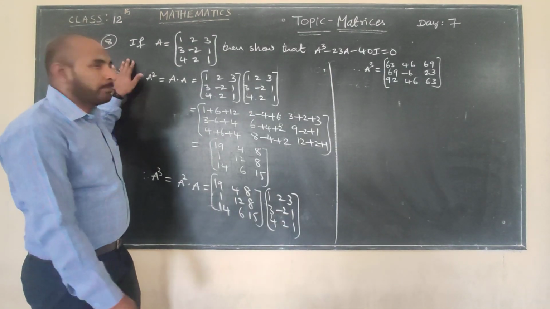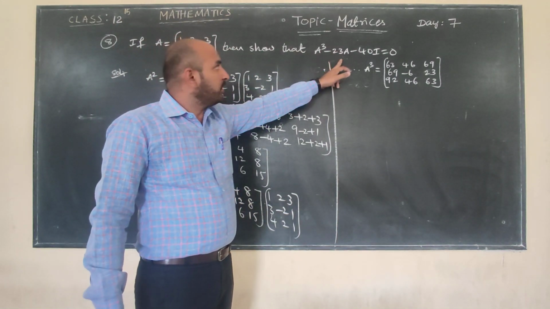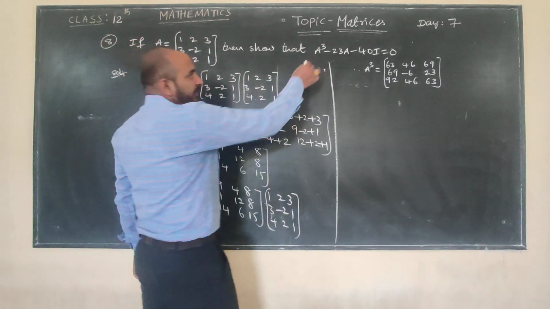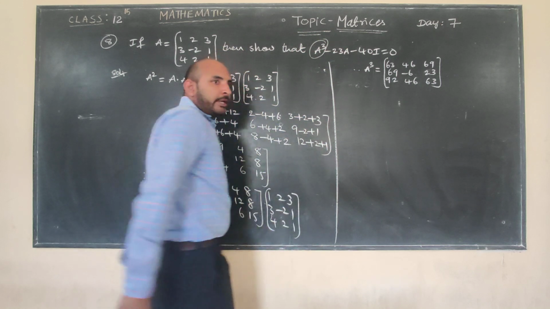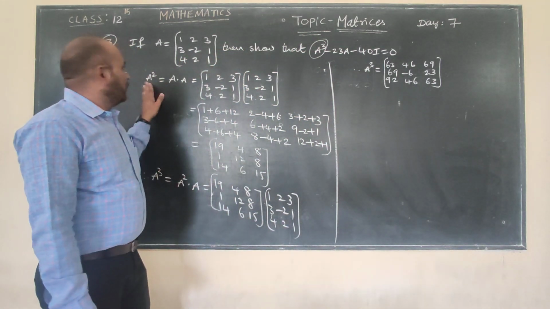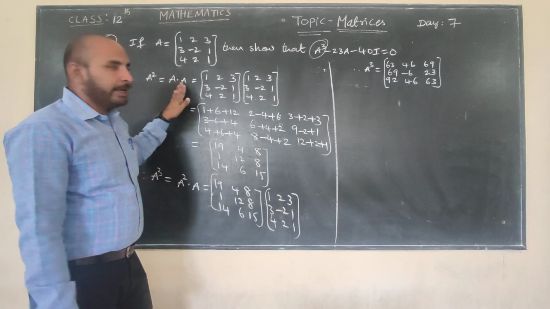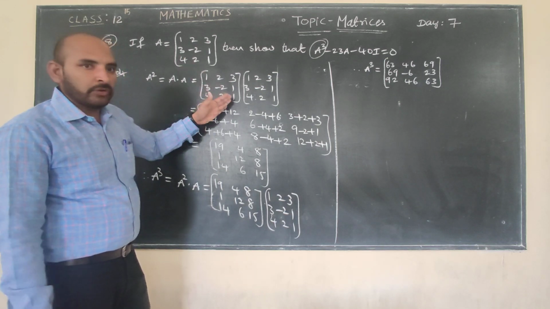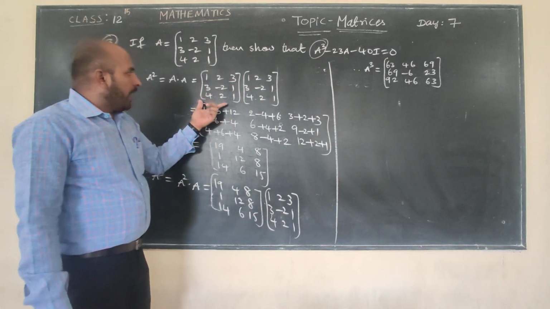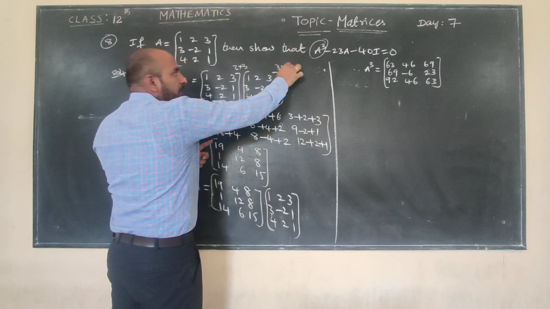Now coming to the problem number 8. If capital A is equal to 3 by 3 matrix, then show that A cube minus 23A minus 40 into I equal to 0. So here giving left hand side value A cube. A cube means what? A is multiplied thrice, same matrix itself. So first of all I am finding A square. A square means what? A into A equal to same matrix we have to take.